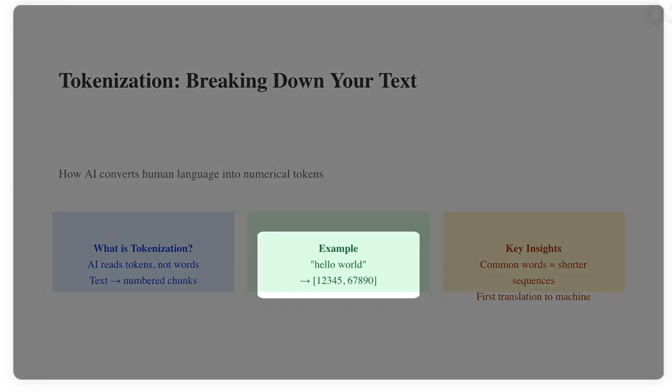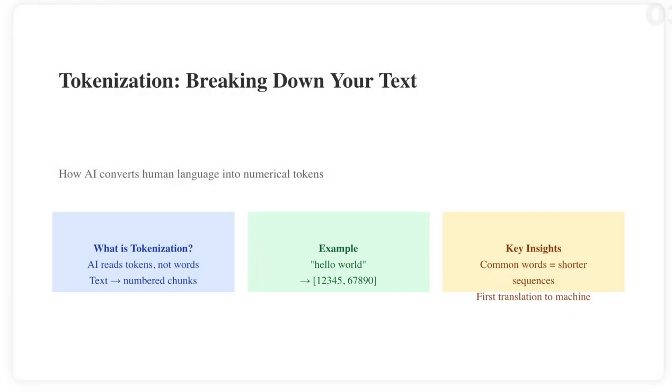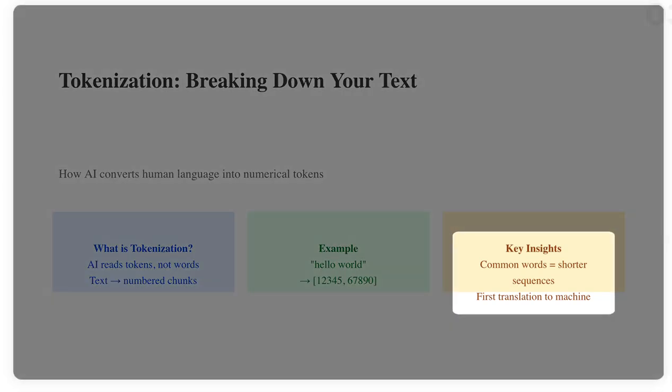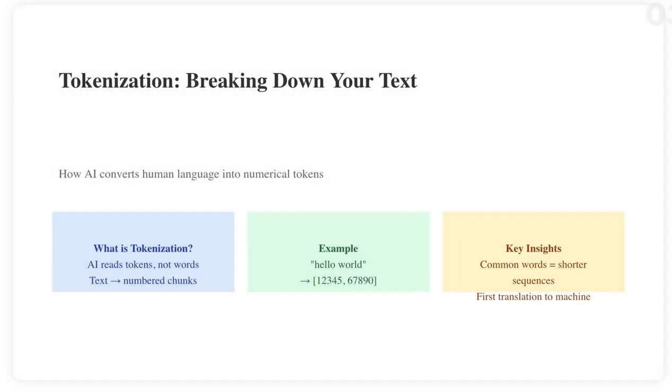Let me show you a concrete example. When you type "Hello World," the AI might convert that into numbers like 12345678892. Each word or part of a word gets its own token number. Here's an interesting insight. Common words like "the" or "and" get shorter token sequences because they appear so frequently. This makes processing more efficient. This tokenization is the first real translation from human language to machine language. So remember, this is how AI converts your human language into numerical tokens it can actually work with. In our next step, we'll see what happens when the neural network awakens to process these tokens.